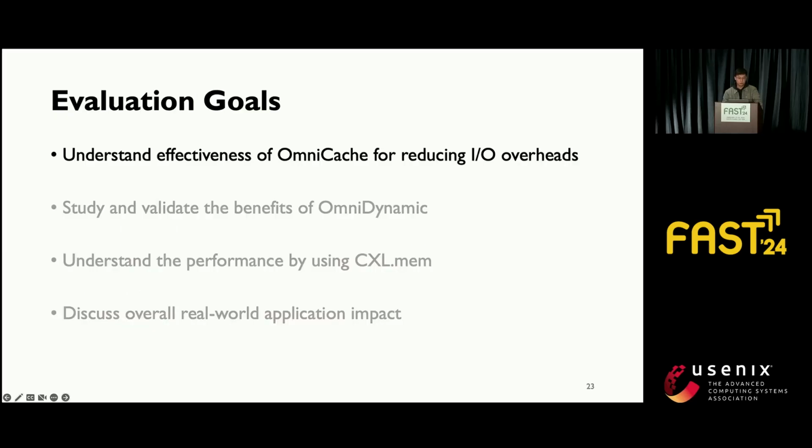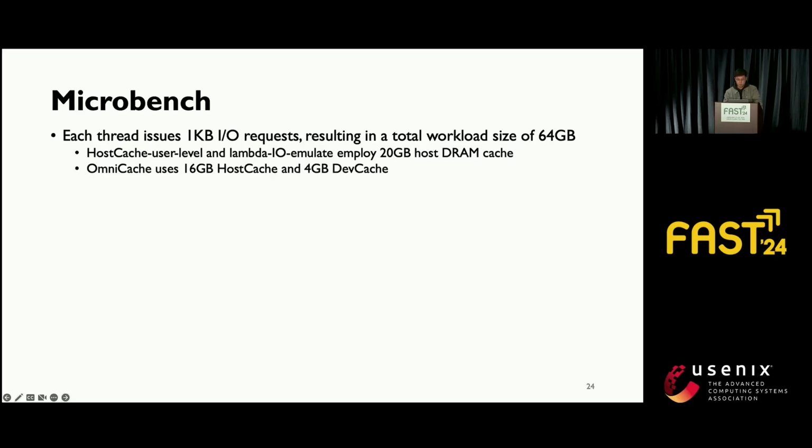Our first evaluation goal is to understand the effectiveness of OmniCache for reducing I/O overheads. In the macro benchmark, each thread will issue 1 KB I/O requests, resulting in a total workload size of 64 GB. Host cache and Lambda I/O employ a 20 GB host DRAM cache, and OmniCache uses a 16 GB host cache and 4 GB device cache. So the total cache size is the same.